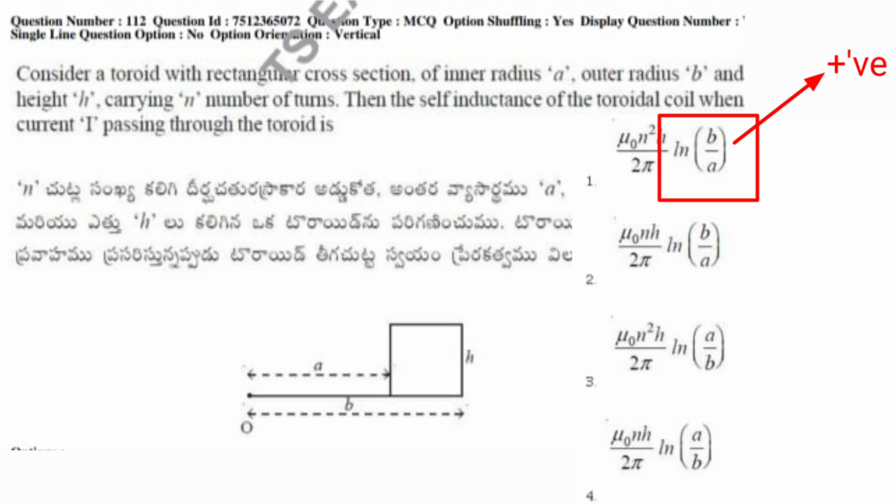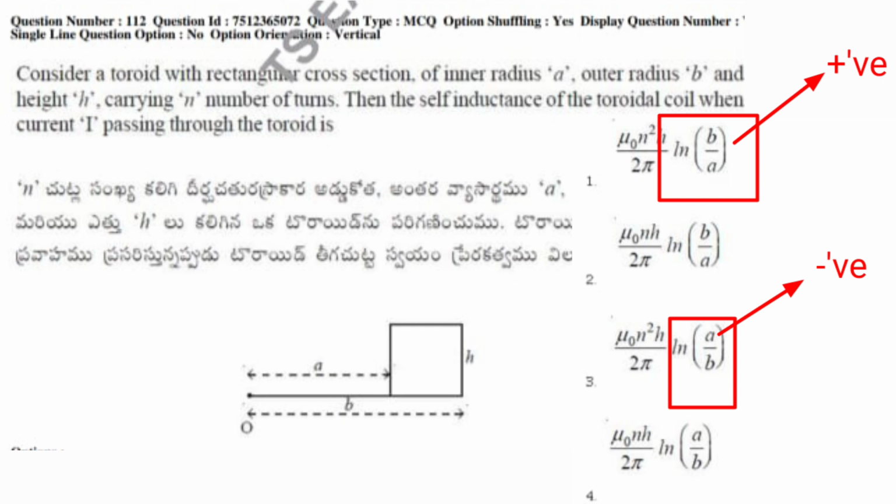So ln of b by a, that is ln of something greater than 1, is always a positive value. Whereas look at the third option, ln of a by b, which implies that a by b is obviously less than 1. So ln of something less than 1 comes out to be a negative value. Look, mutual inductance is something which just depends on the dimensions of the coil, so it can be a negative value. If you aren't confident enough about it, you can just look at the formula that I have said before.